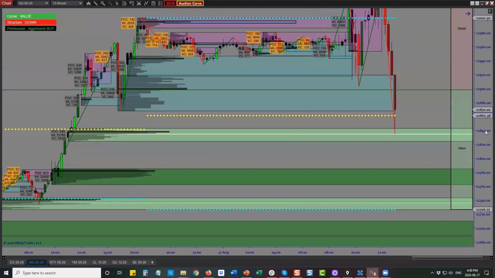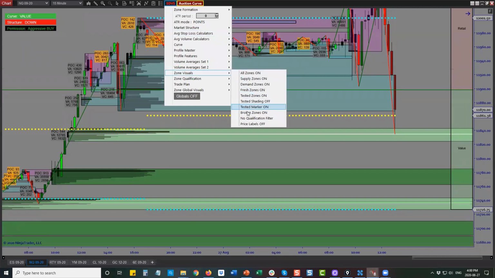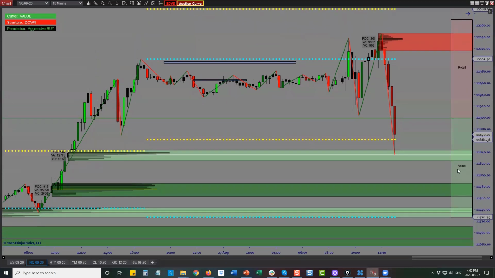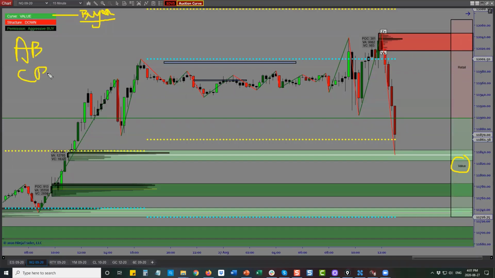Where are we in the map? Where are we in the map down here? We're in value. So we're in value, which means we want to be a buyer. Yes? Okay. So if you're going to be a buyer, you're either going to be an aggressive buyer or a conservative buyer. So if the market's taking out that structure coming down into this zone, guess what you're doing? You just need to know you're being aggressive.